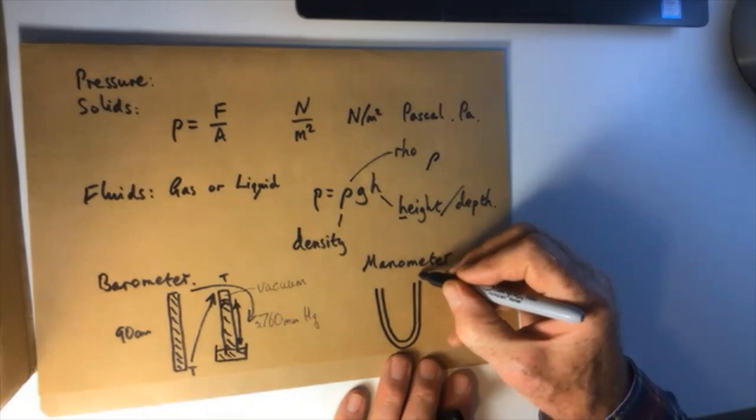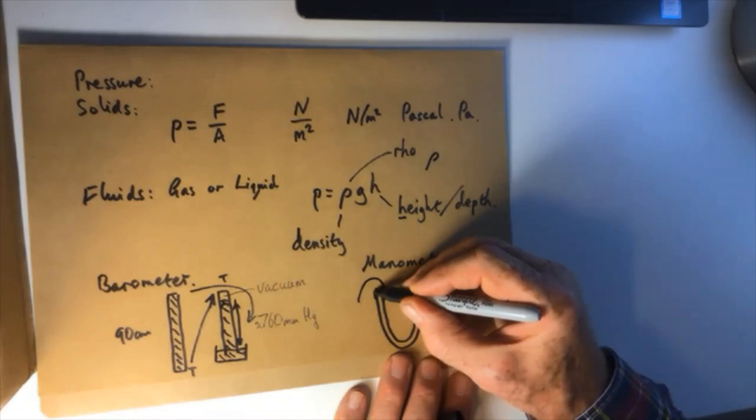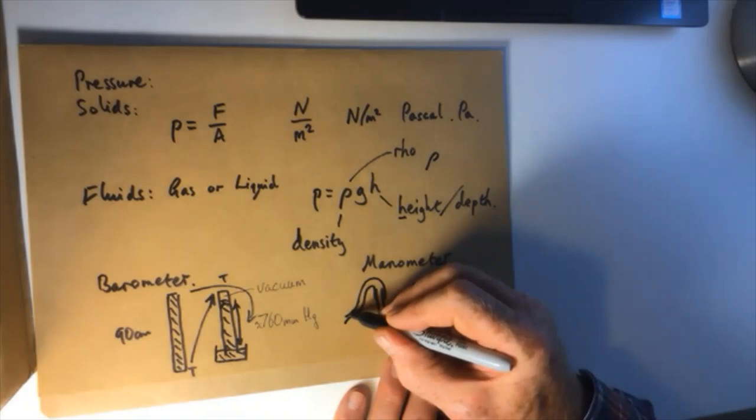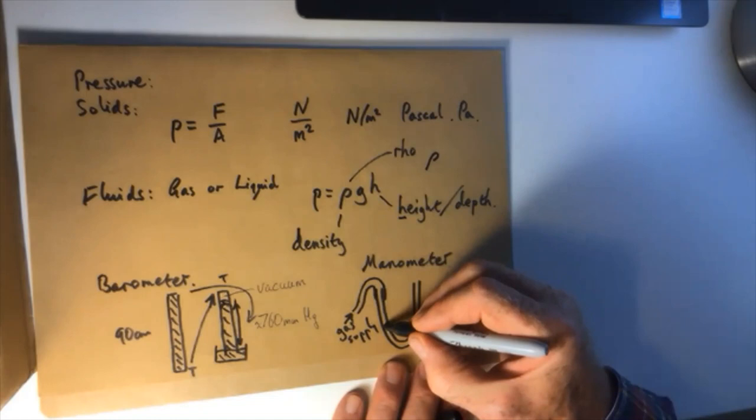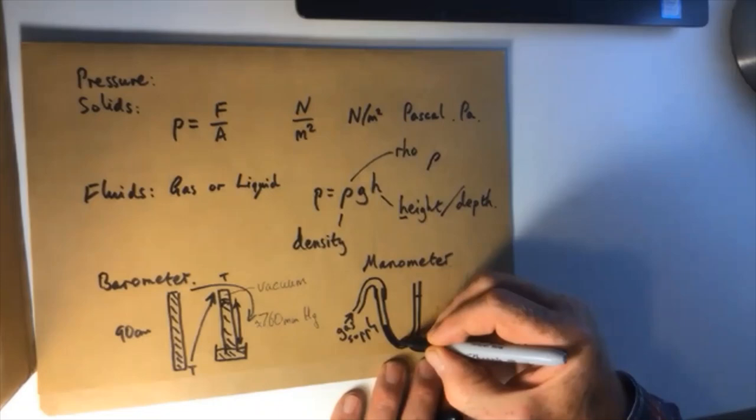And this end here, we put a rubber tube on it, and that will go, say, to a gas supply. So we've got a gas supply and the gas is pushing in here. So the gas supply is creating the pressure here. Now inside here is a liquid. And the liquid gets pushed down on this side and it goes up on this side. So our liquid's in the U-tube.